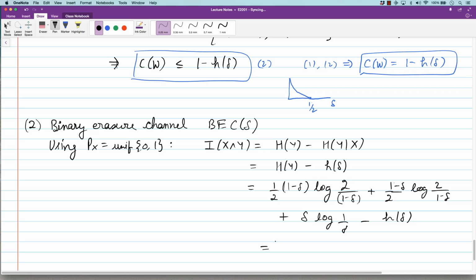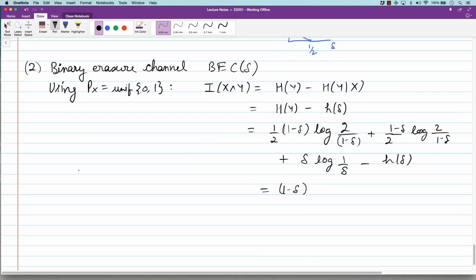So overall this becomes 1 minus delta plus the first term, entropy of delta, minus entropy of delta. So you will check that this has become 1 minus delta. So what we get from this calculation is that CW must be more than 1 minus delta.